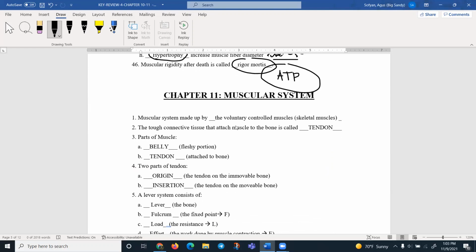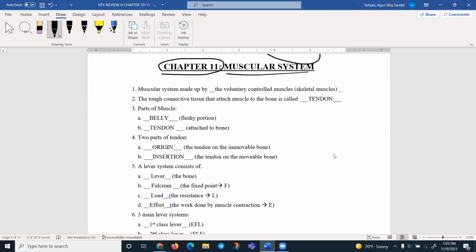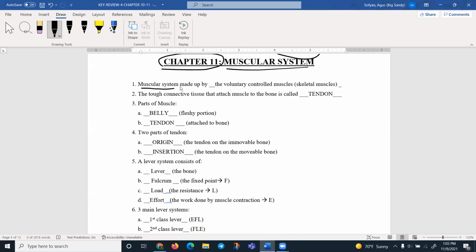Okay, we're done with chapter 10. Now we go to chapter 11, which is the muscular system. Just remember, muscular system is only talking about the voluntary muscle, which is what? The skeletal muscle. So there are about 700 skeletal muscles in our body, and each of them has their own name, right?